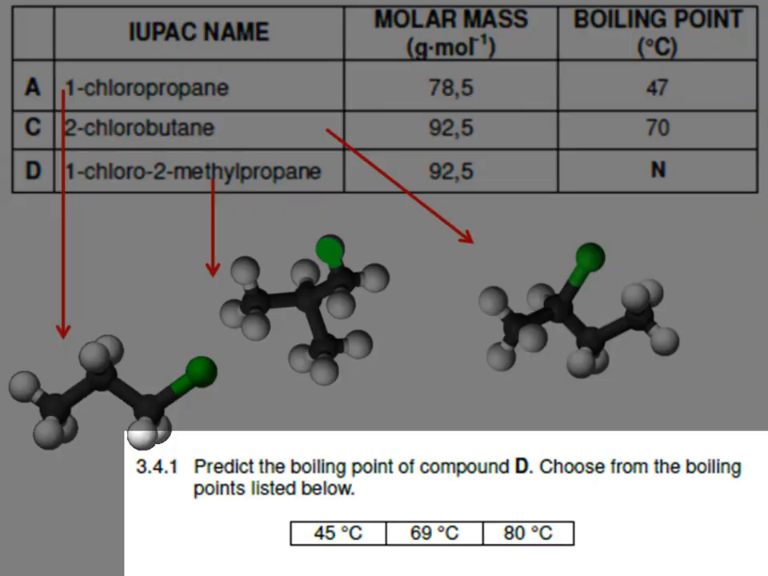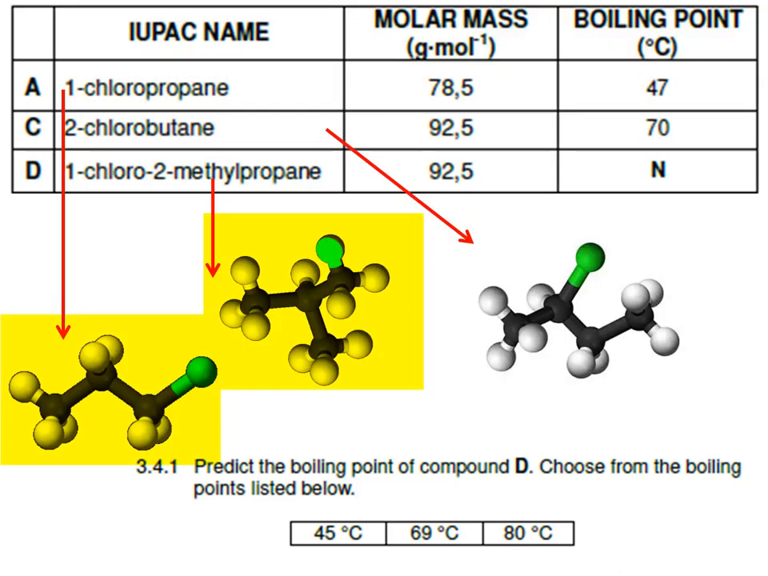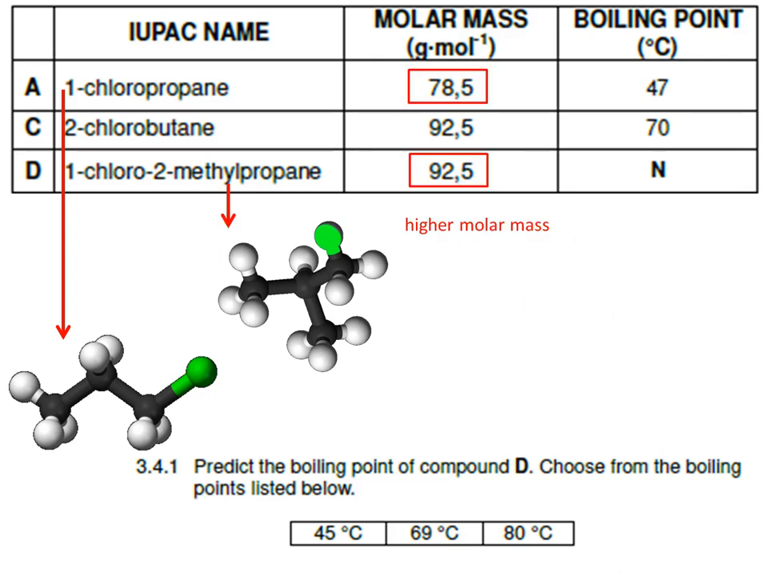Question 3.4.1 asks us to predict what the value of N will be if it must be one of the options given here. To answer this, we're going to compare A and D and then C and D. See if you can first do this on your own. Make sure you answer in a full manner that's going to get you all your marks. First, we compare A with D. We can see that D has a higher molar mass than A. We also notice that D is more branched than A, but be careful about this because the effect of branching on boiling point only applies for similar molar masses, which is not the case here.